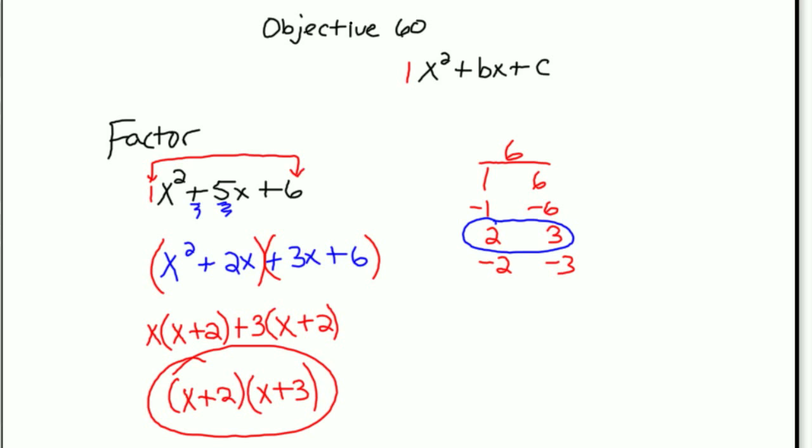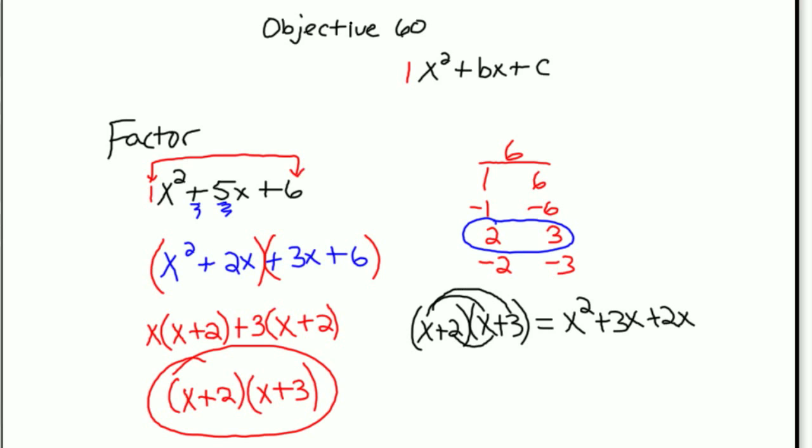Now we should never get this wrong when we do our factoring, because we always have the option of checking our solution. Does x plus 2 times x plus 3, when I multiply this out, equal x squared plus 5x plus 6? Well, x times x gives us x squared. x times 3 gives us 3x. 2 times x gives us 2x. And 2 times 3 gives us 6. So our final solution is x squared plus 5x plus 6, which checks.